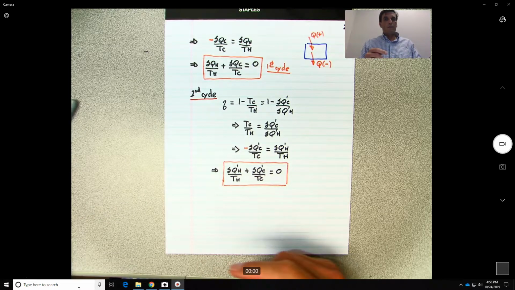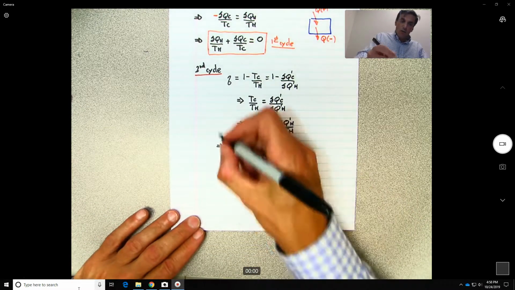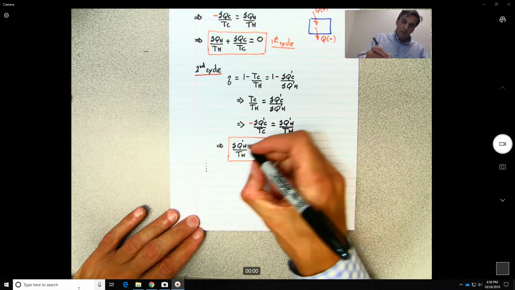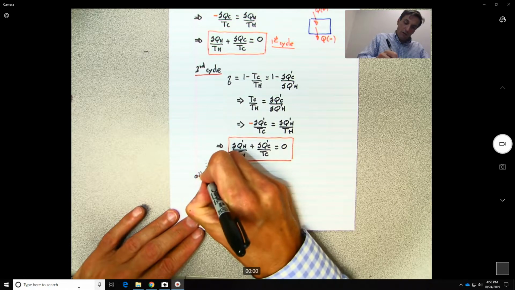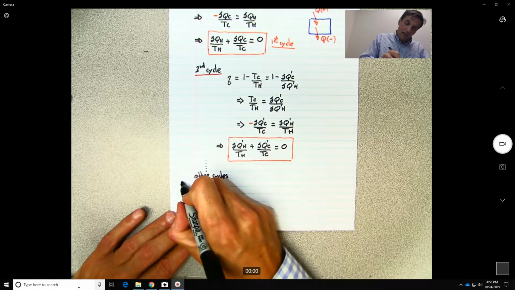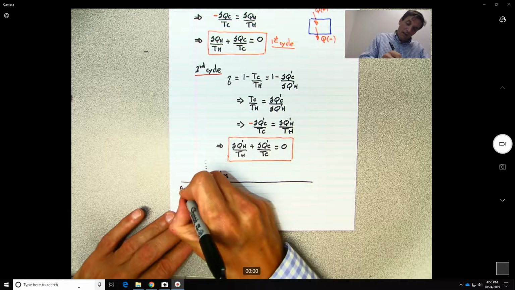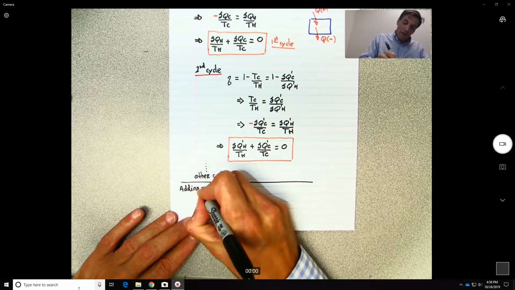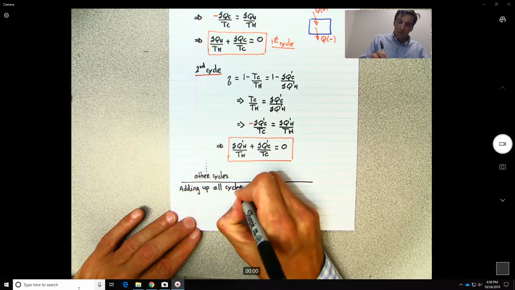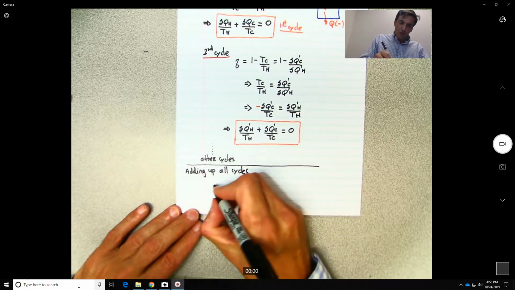Okay, so from here, I think it's clear that we can keep doing this for all the cycles. So all the cycles, and at the end, adding up all cycles, what do we have? So we're going to have, let's say, the first one will be what?